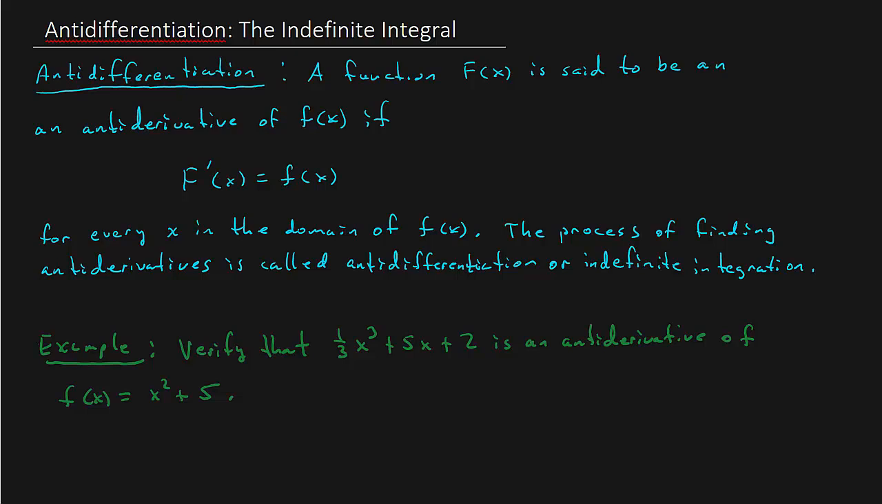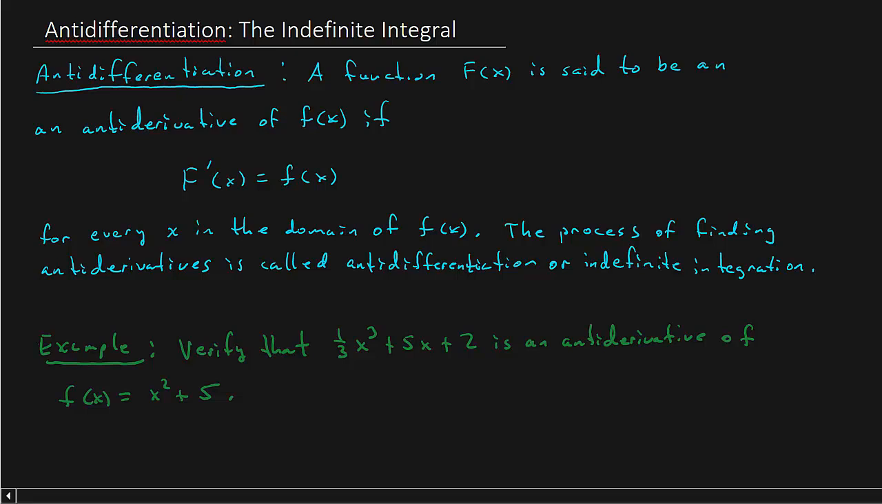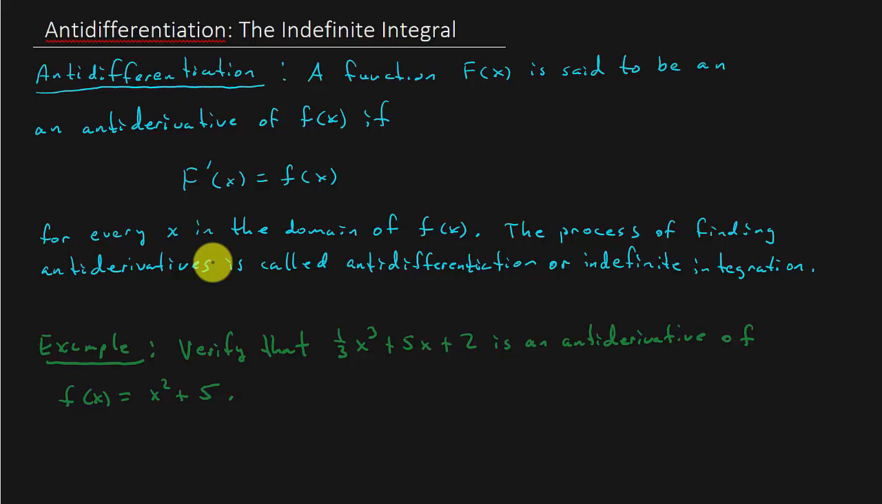Antidifferentiation: a function capital F of x is said to be an antiderivative of little f of x if capital F prime of x is equal to little f of x. In other words, this function capital F is an antiderivative if you can take the derivative of it and get little f, for every x in the domain of little f of x. The process of finding antiderivatives is called antidifferentiation or indefinite integration.